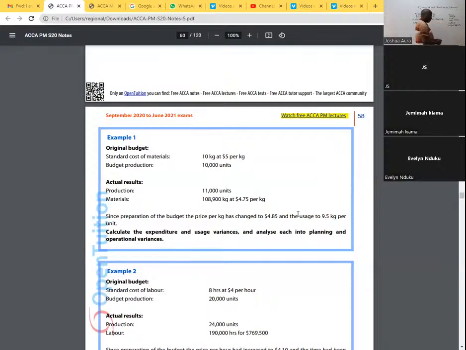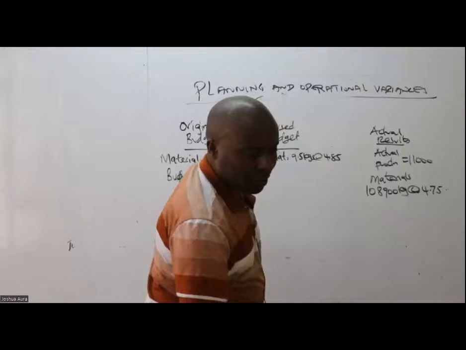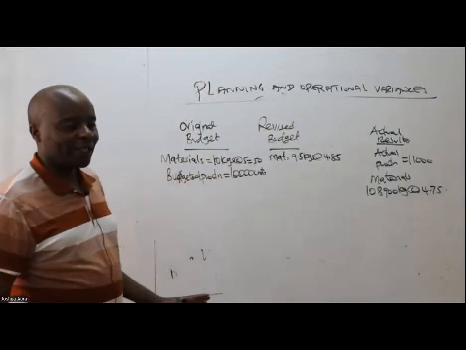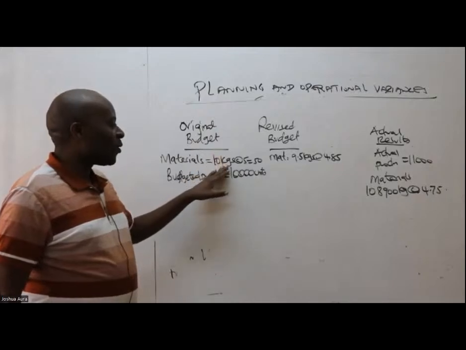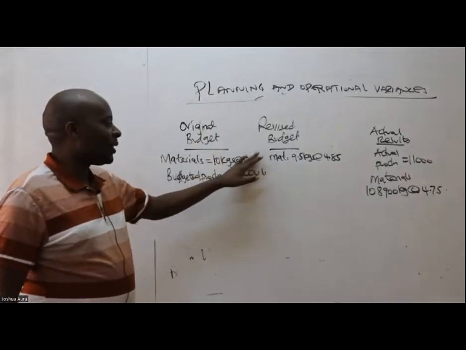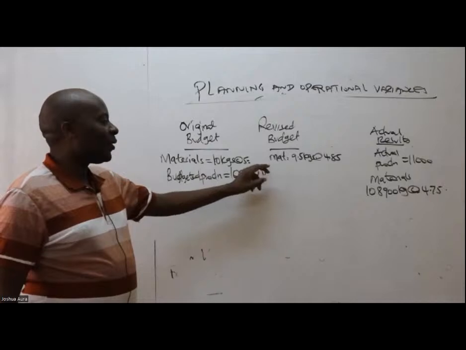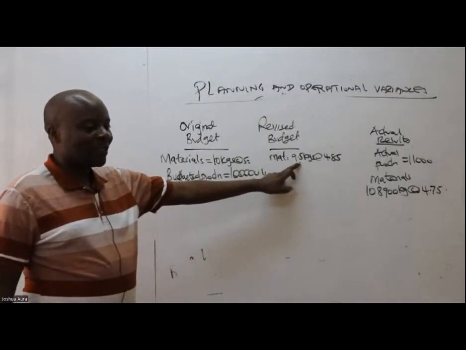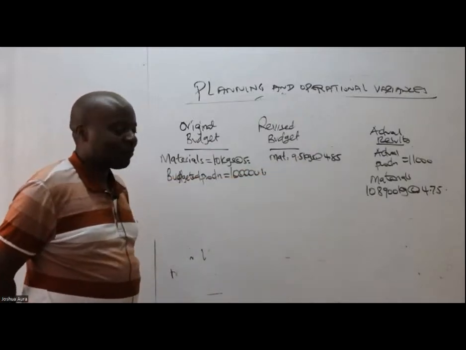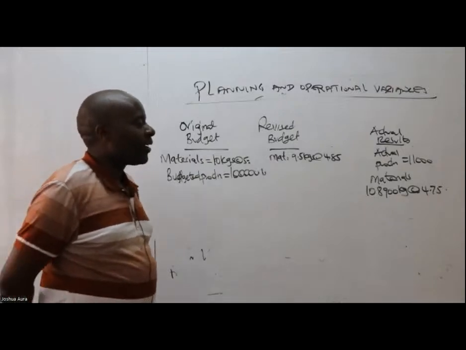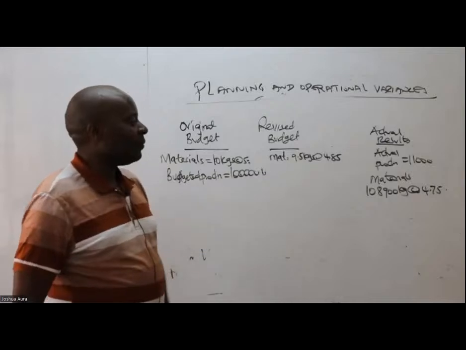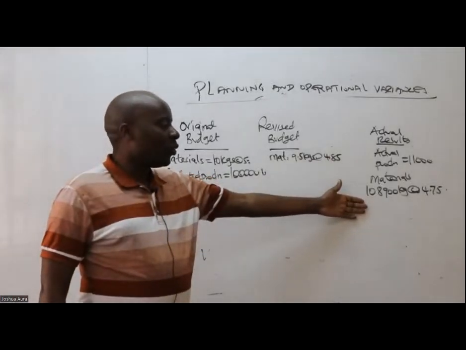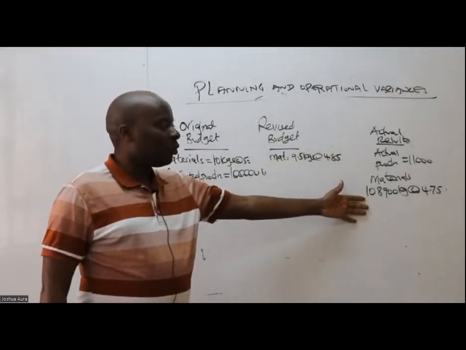Great. So that is the first thing that you do. First of all, you put down the question like that. You organize it like that. So we have materials originally 10 kilograms at 5. You don't even have to write this; it is irrelevant. And then the revised budget, they told us the consumption is 9.5 kilograms at 4.85. And then the actual results, we have actual production. We produced 11,000 units. And the materials we actually consumed were 108,900 kilograms at 4.75.